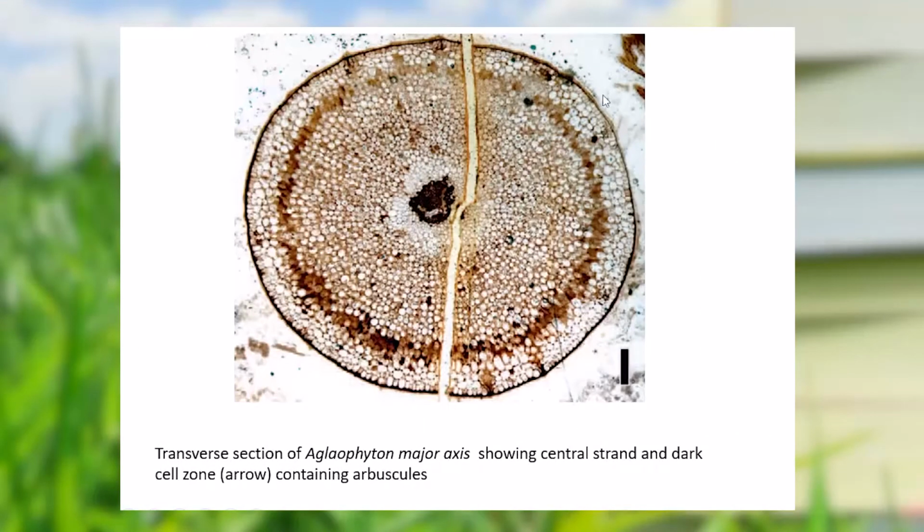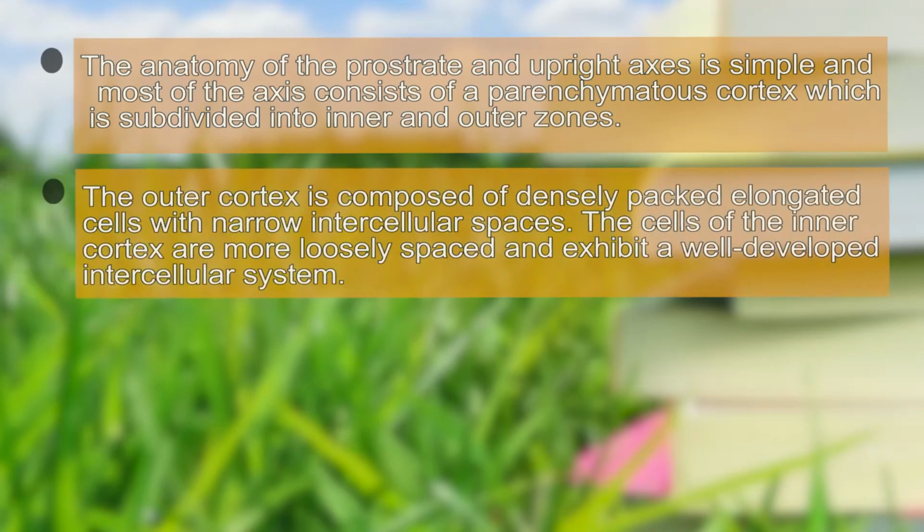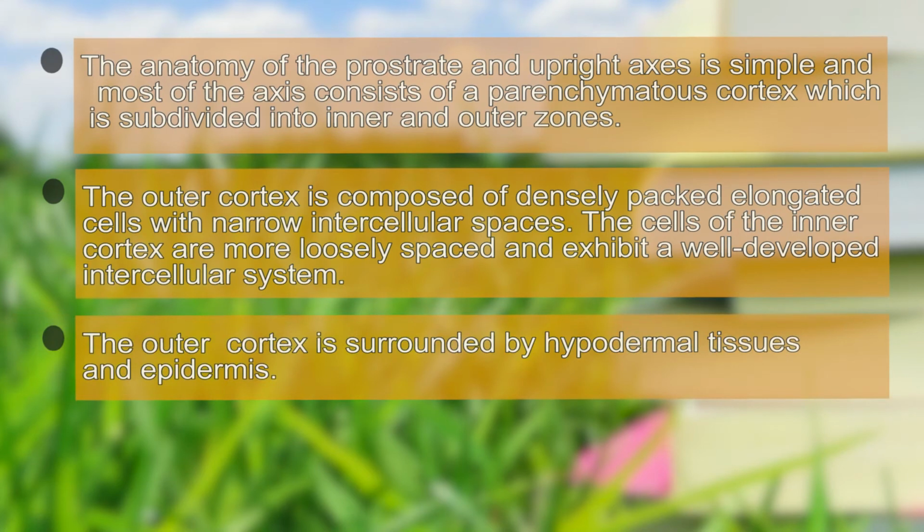So, this is the transverse section of the Aglaophyton axis showing the central strand and containing arbuscules. There is a peculiarity in this particular structure. It has the axis consisting of parenchymatous cortex, inner cortex and outer cortex. Now this outer cortex is densely packed. It has elongated cells with narrow intercellular spaces, and the outer cortex has hypodermal tissues.